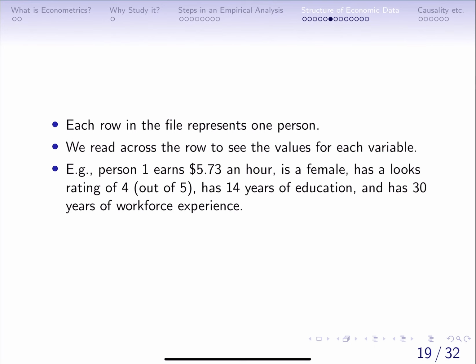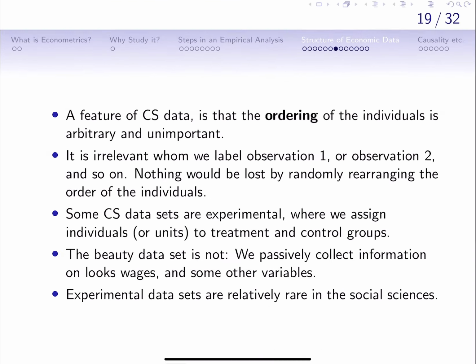Okay, so remember that when we looked at it, we were actually looking at the columns, not rows, but each person, we can say something about each individual when we read across the variables, okay? So person 1 earns $5.73 an hour, is female, has a looks rating of 4 out of 5, and 14 years of education, etc. And maybe even 30 years of work experience, which we missed.